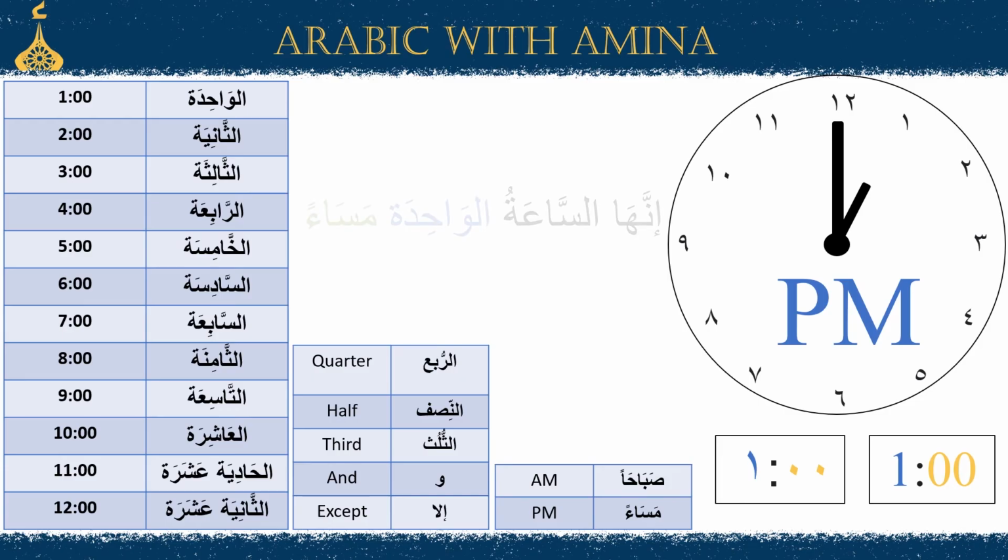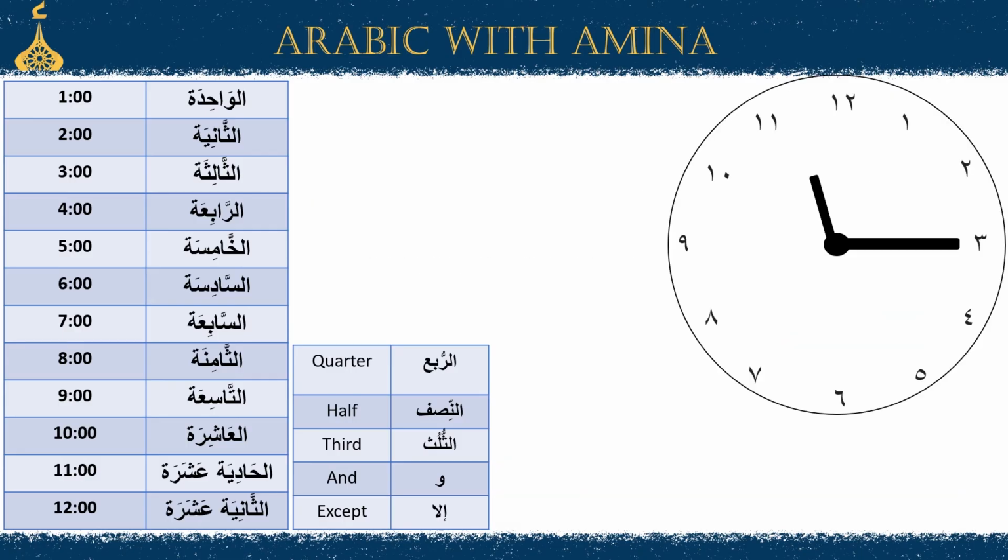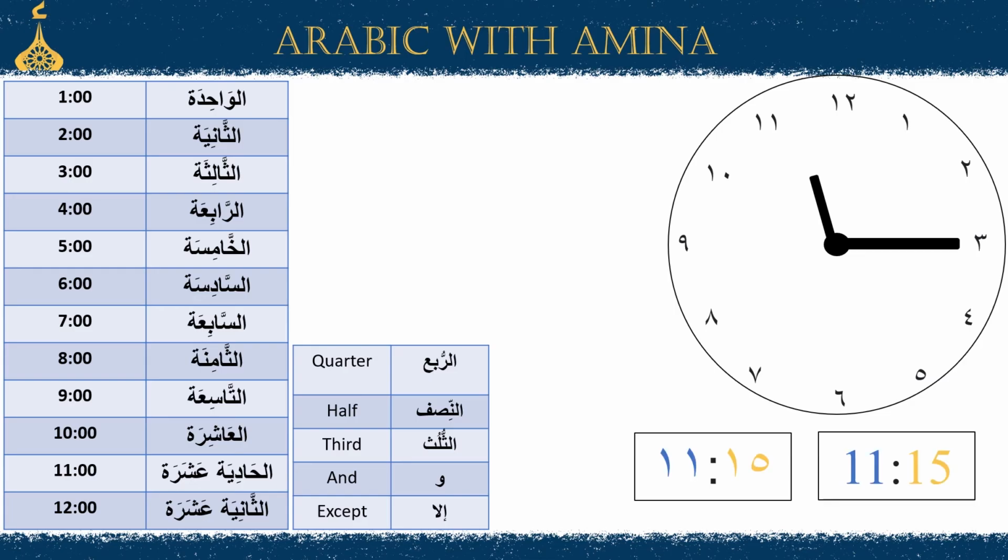So we would say إنها الساعة الواحدة مساء, which means it's the first hour PM. Now let's try another one. As we can see, it is 11:15. So I want you to tell me what the time is first by minutes. So I want you to say exactly 11:15. Don't say quarter. Pause if you'd like.